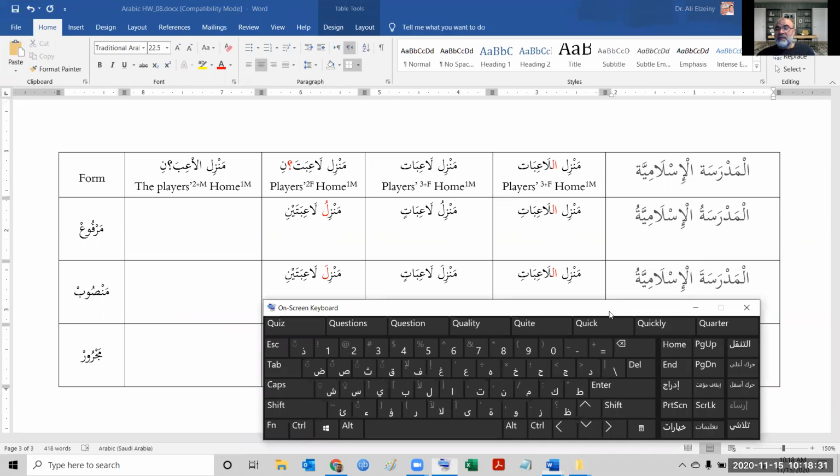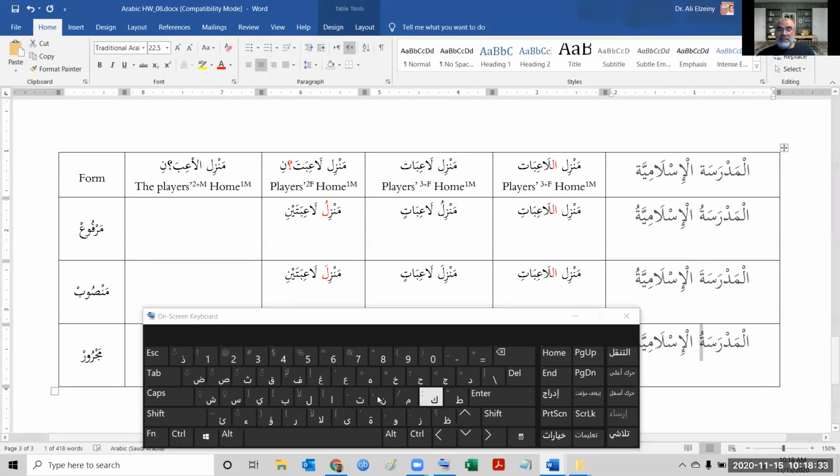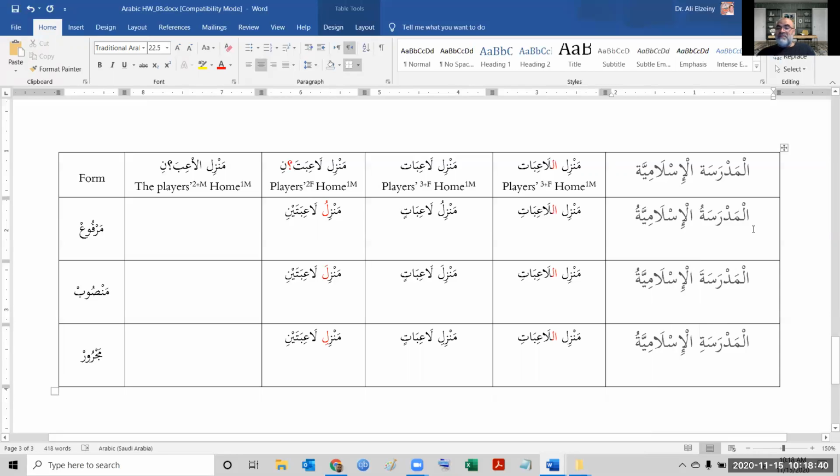Fatha, and then change this one to kasra. Okay, so المدرسة مرفوع, المدرسة منصوب, المدرسة مجرور. Okay, now about the second one. The second one is always مجرور. Okay, so I go back here.